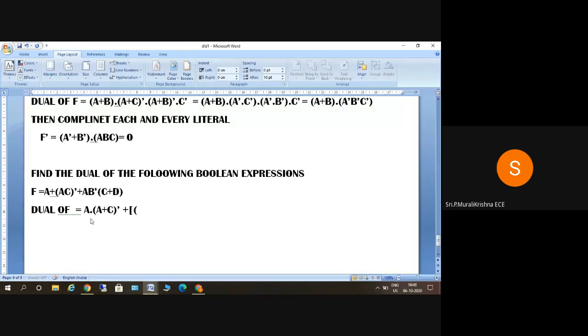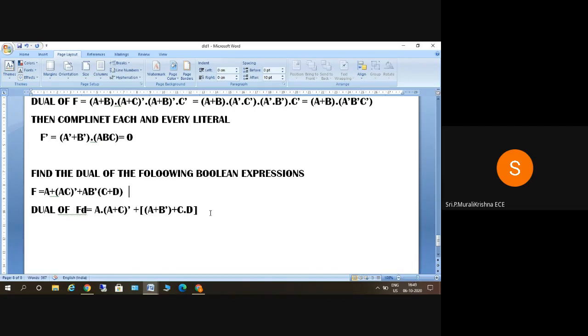So what I'll get here is A plus B bar plus C into D. Okay, so that is the dual of the function. So just change dot to plus and plus to dot. So we'll verify this. If there is 1 in the function, the dual should have 0, and if 0 then 1. I'll simplify this. If I get this as 1, it's a dual of the function. Okay, so the dual of the function should be 0.